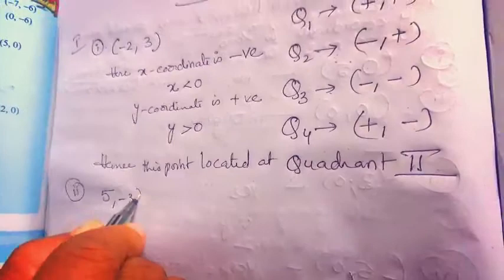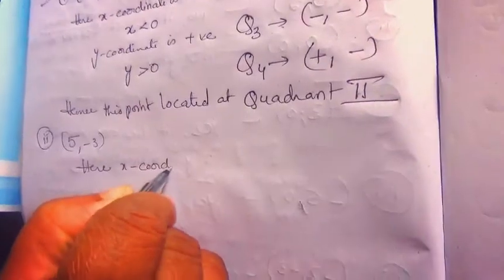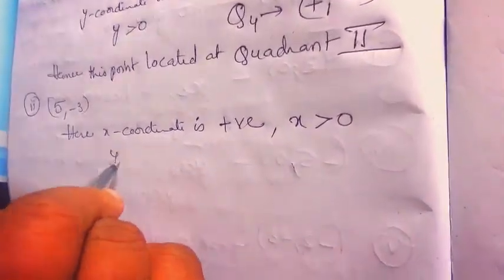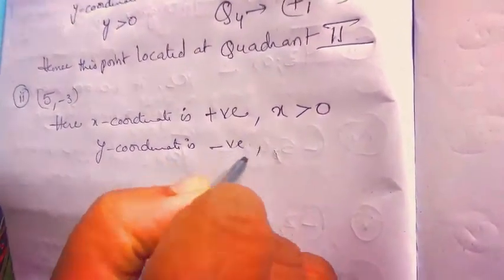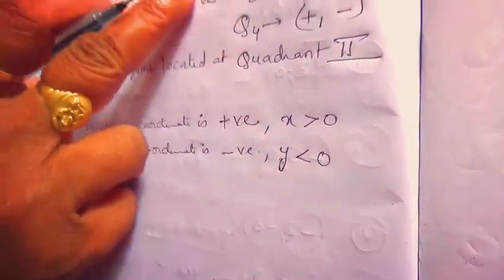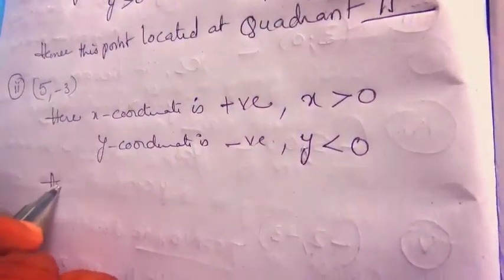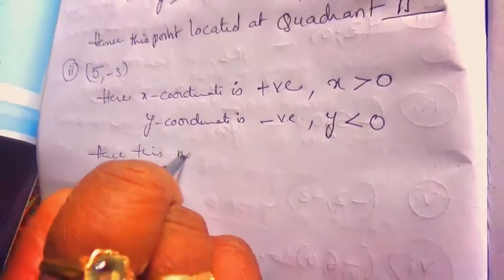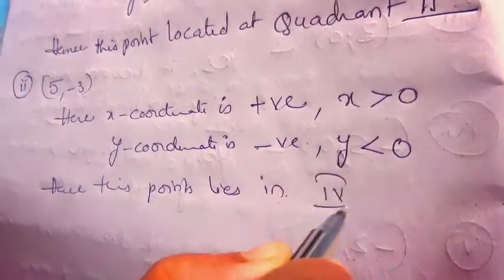The next point is 5, minus 3. The x coordinate is positive, meaning x is greater than 0. The y coordinate is negative, that is y is less than 0. Which quadrant was it? X is positive, y is negative. Hence this point lies in the fourth quadrant.